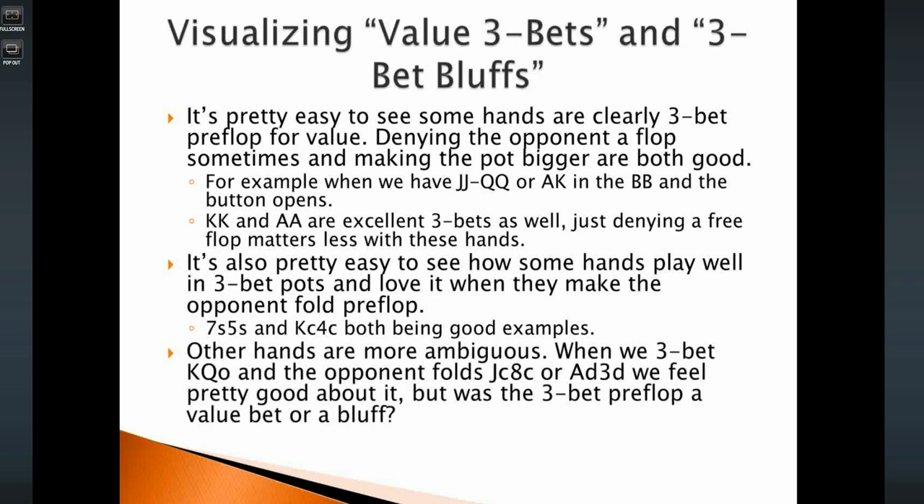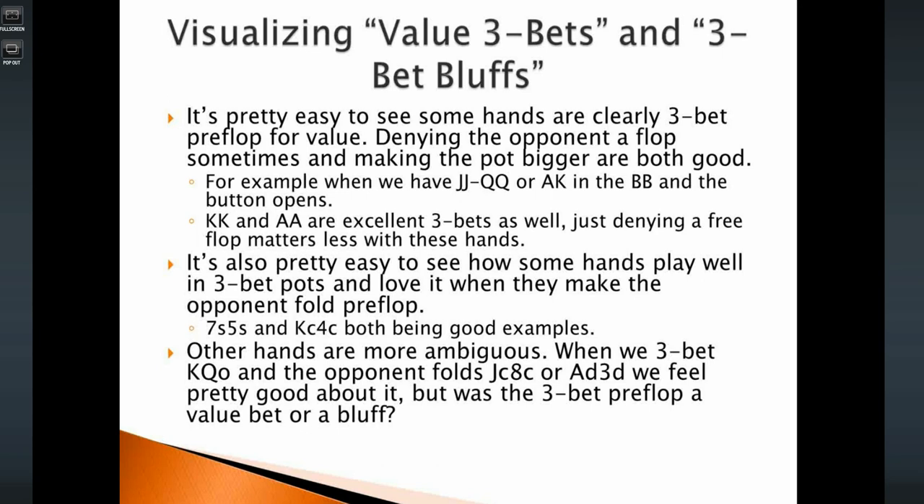When we 3-bet king-queen off and the opponent folds jack of clubs, eight of clubs, or ace of diamonds, three of diamonds, we feel pretty good about it. But was the 3-bet preflop a value bet or a bluff? Because if we 3-bet king-queen off, we're going to make our opponent fold a lot of hands that have more than 50% equity. But we also don't really consider it a bluff. So which one is it? Is king-queen off a value 3-bet or is it a 3-bet bluff?